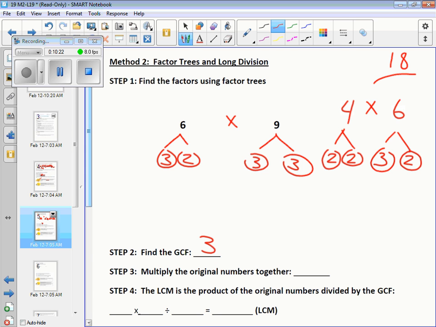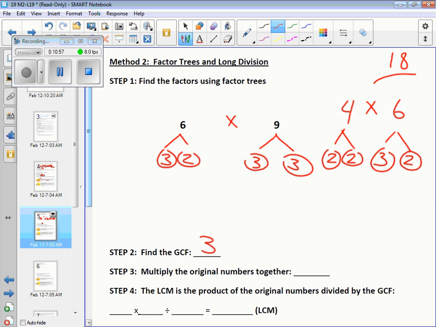Okay? Sometimes that could be easier. 19 and 2. 19's prime, 2 is prime. Multiply it together, what do you get? 38. You can do it in your head, right? Now, you tell me, what's easier? Counting by 19s or counting by 2s? Counting by 19s and 2s, or just multiplying the two numbers together?